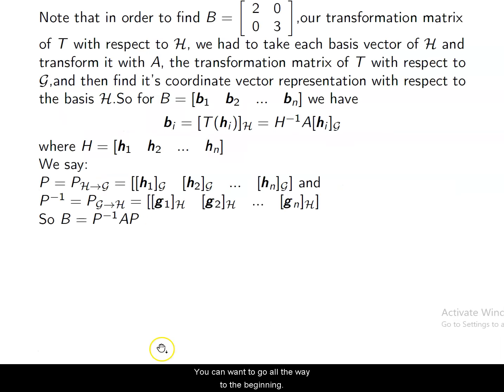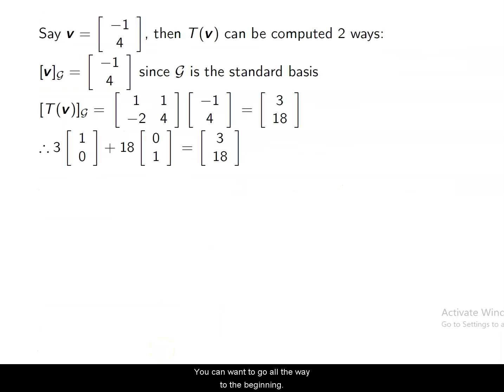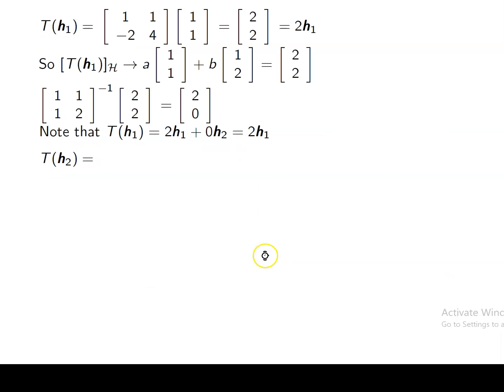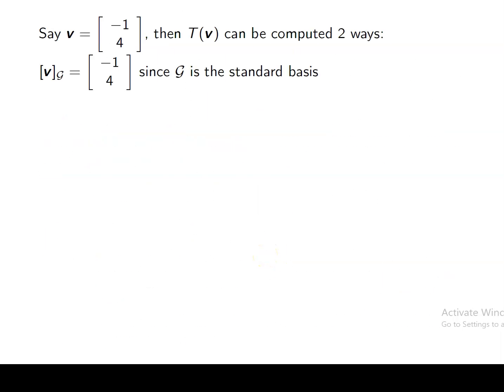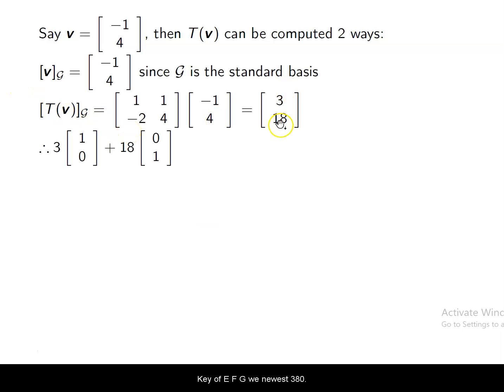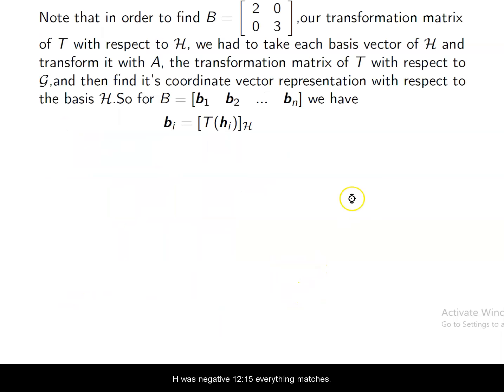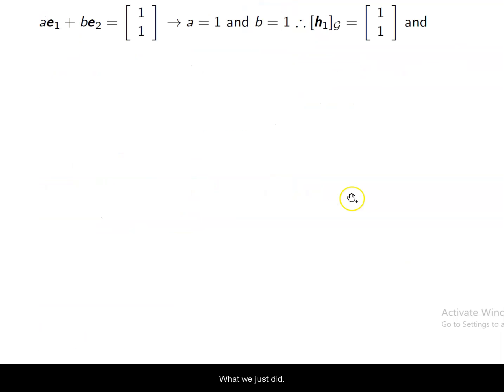If we, again, want to go all the way to the beginning. Here, I went too far. T of V of G, we knew was 3, 18. T of V of H was negative 12, 15. Everything matches up with what we just did here.